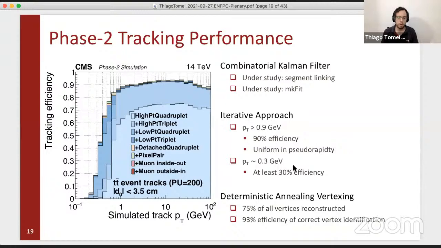I'm not showing plots about vertex, but I'm going to tell you that again, even in the high pileup configurations, we manage to reconstruct 3/4 of all the vertices, and in more than 90% of them, we're able to correctly identify the hardest vertex of the bunch crossing.